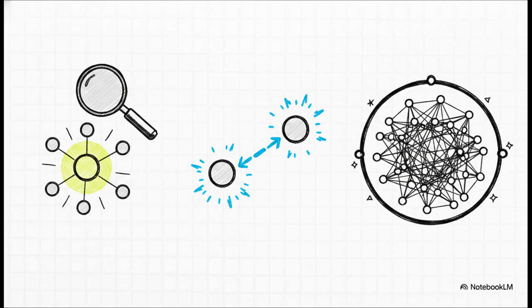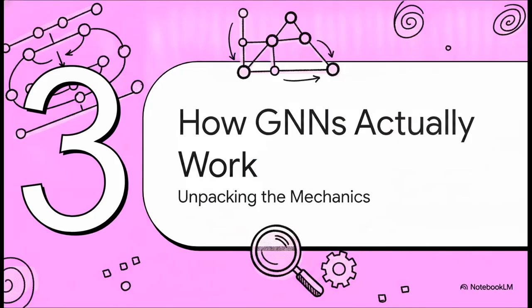And third are graph-level tasks, like graph property prediction, where we zoom all the way out and analyze the overall characteristics of the entire graph as one single entity. All right, let's get into Section 3, how GNNs actually work, unpacking the mechanics.